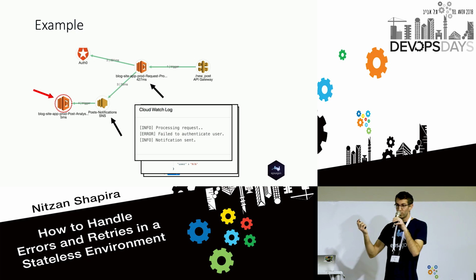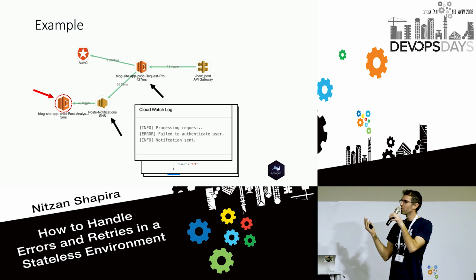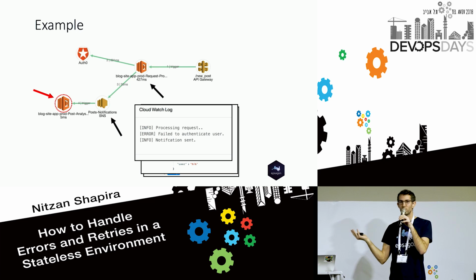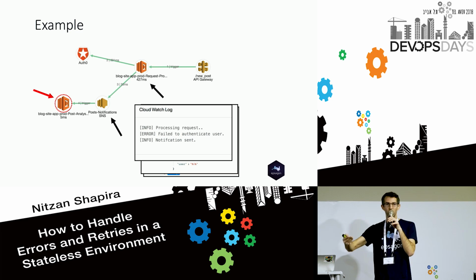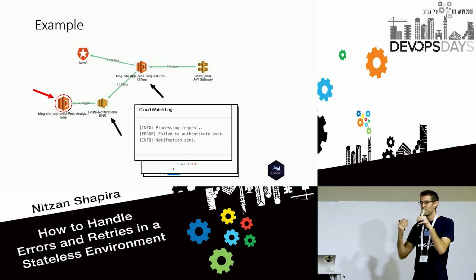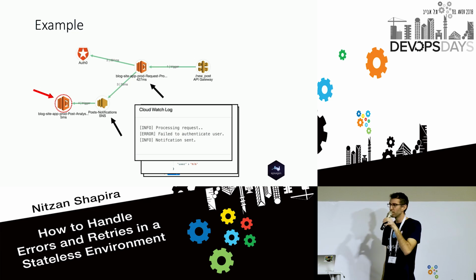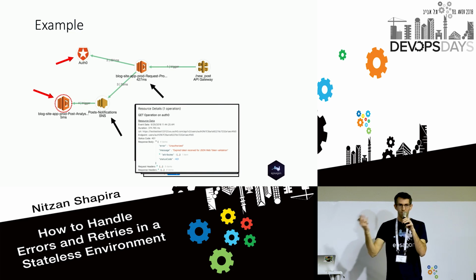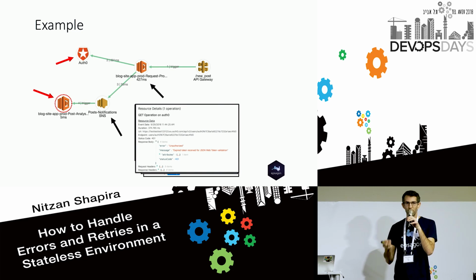And then for the first Lambda, to see what happened there. So, oh, the authentication failed. So maybe the problem was that the first Lambda continued even though it failed authentication. So the problem wasn't actually in the second Lambda. And Auth0 returned that the authentication indeed failed, 401.